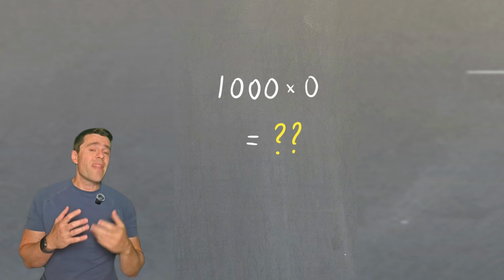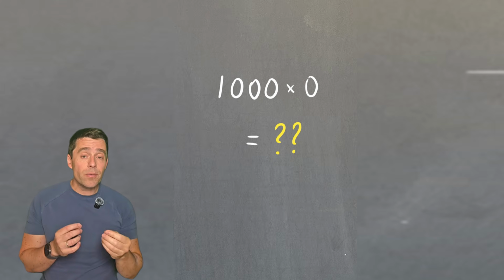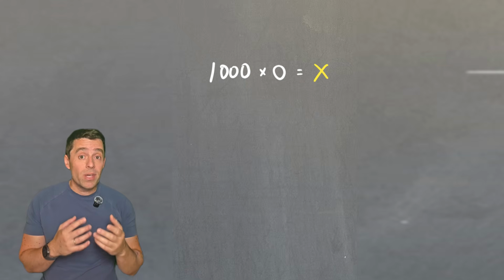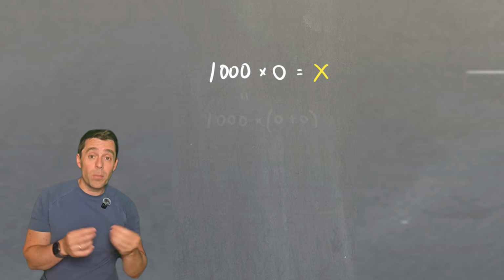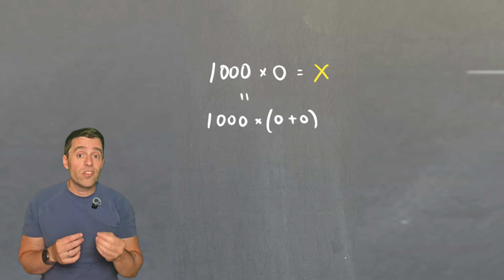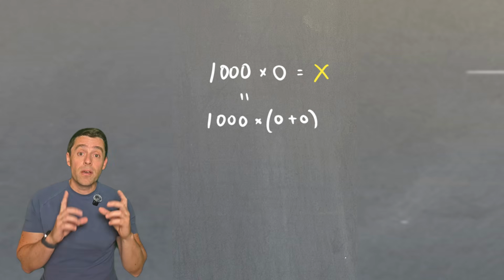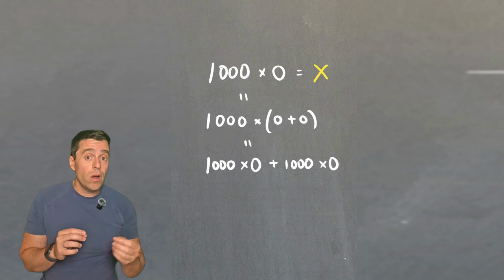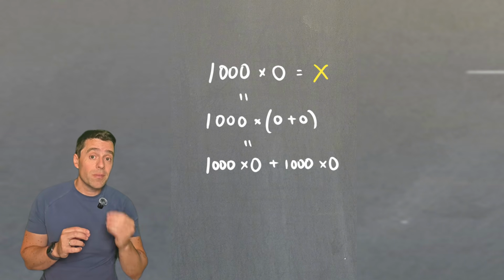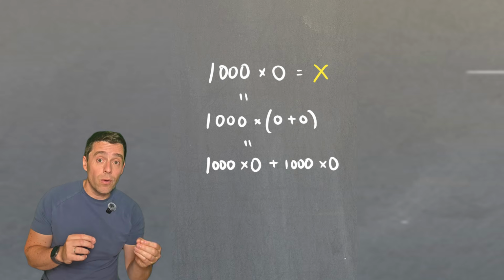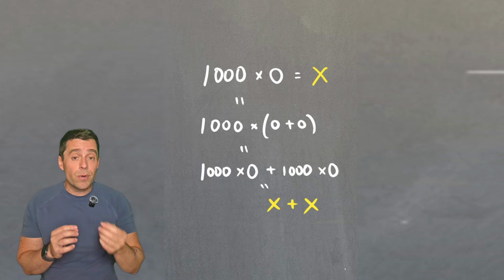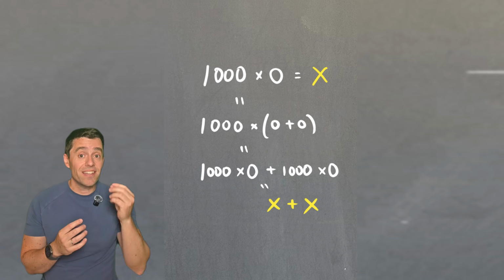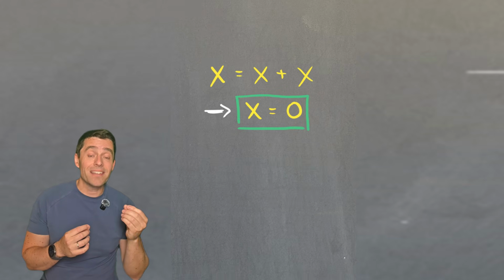Finally, we can use a more mathematical approach. 1,000 times 0 is, well, I don't know, so let's call that x. Now, because 0 is equal to 0 plus 0, 1,000 times 0 is the same as 1,000 times the quantity 0 plus 0. And then you can use the distributive law, and that is equal to 1,000 times 0 plus 1,000 times 0. But 1,000 times 0 is what we called x, so what we are getting here is an equation that says x is equal to x plus x.